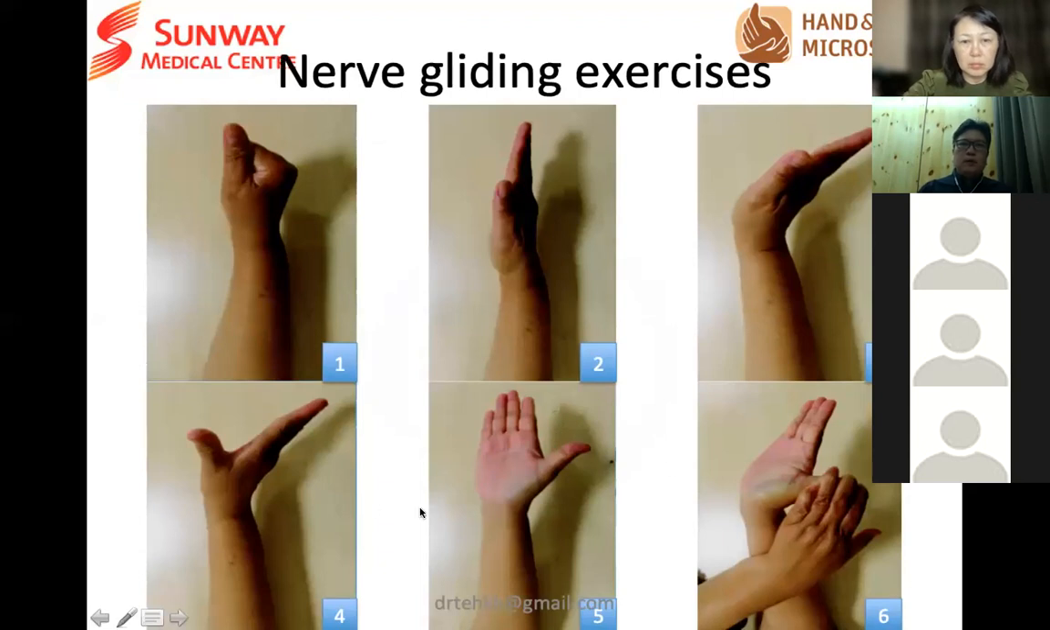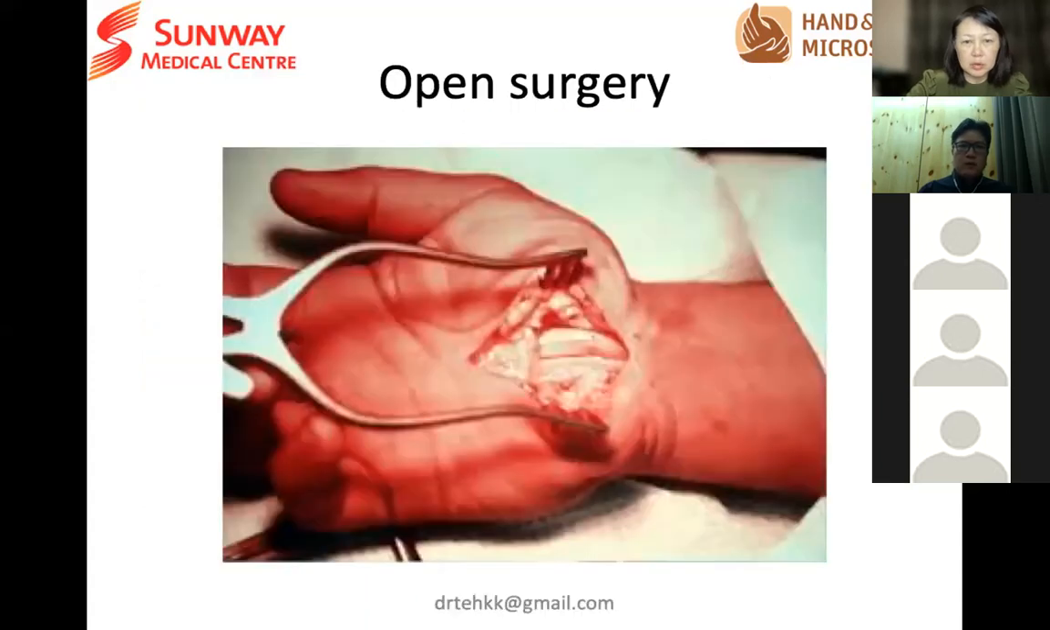Then you can do nerve gliding exercises. These are the steps to do them. I have a video on my Facebook page if you want to have a look or download it. You can visit our page.